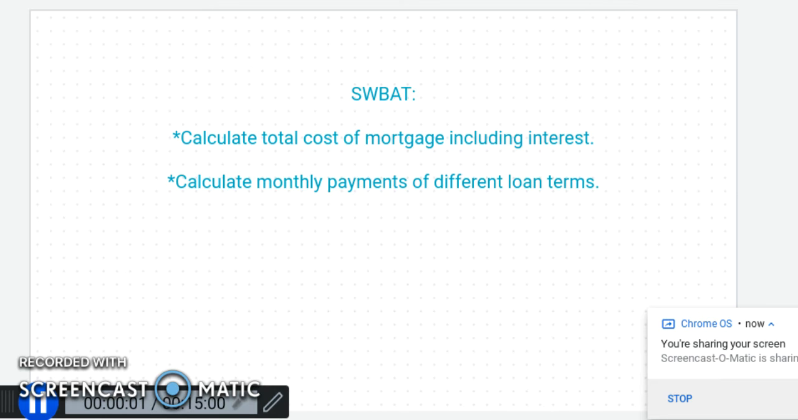We're going to be talking about monthly payments and interest today. By the end of this, you should be able to calculate the total cost of a mortgage, including interest, and calculate monthly payments of different loan terms.